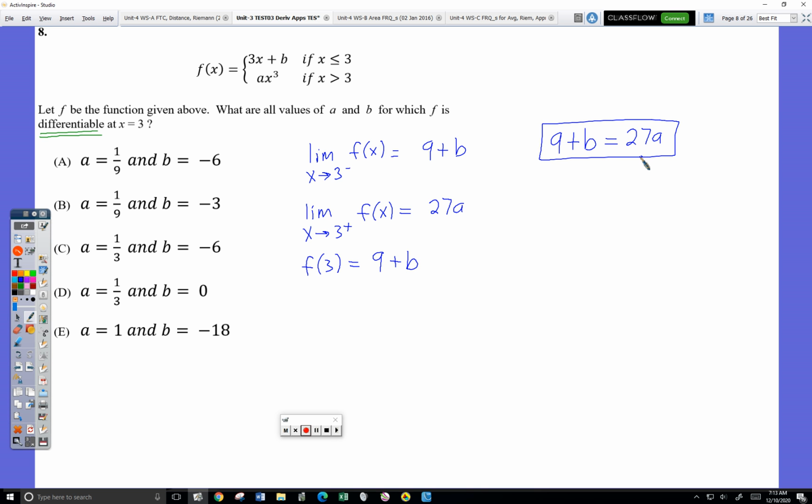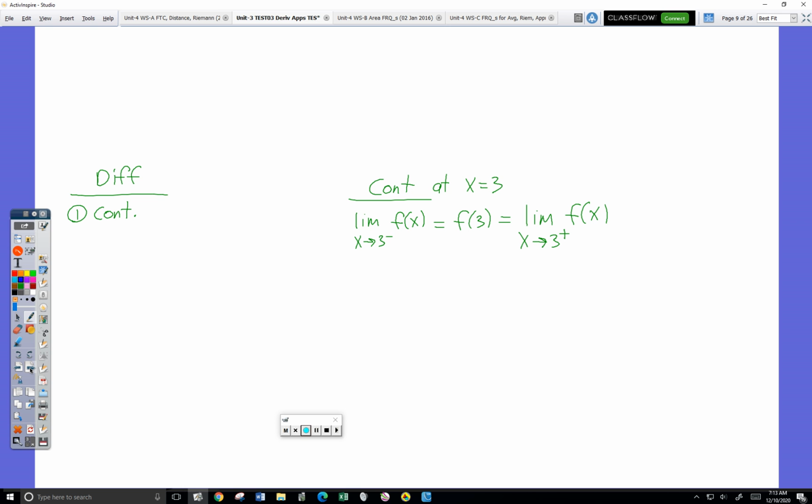So keep going. And then that's as far as they got, and then I just started plugging in the values, checking. So the next step would have been to say, okay, now that I've established that the function is continuous at x equals 3, I need to check for differentiability itself, which means I need to check the limit from the left, the right, and the value in the middle of f prime.